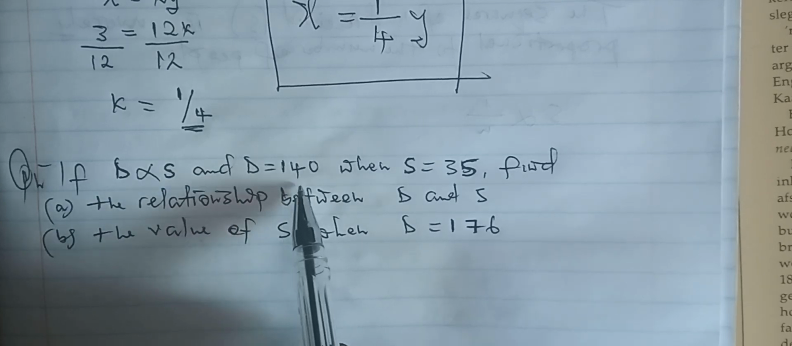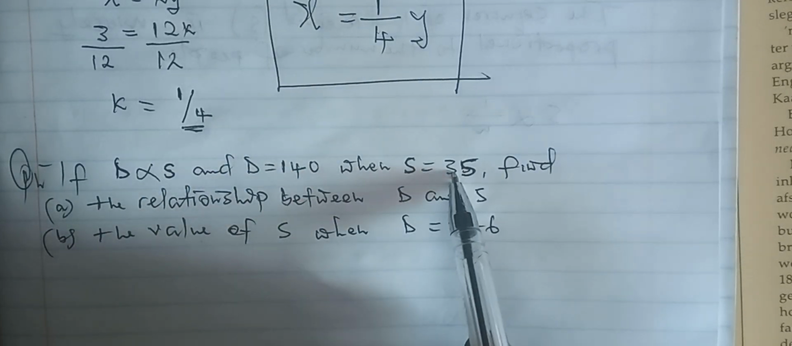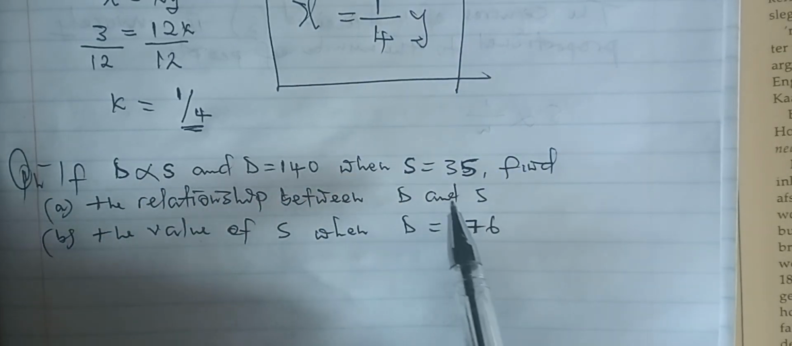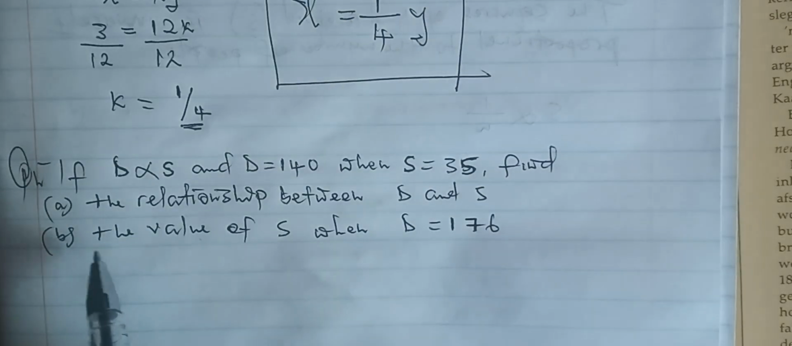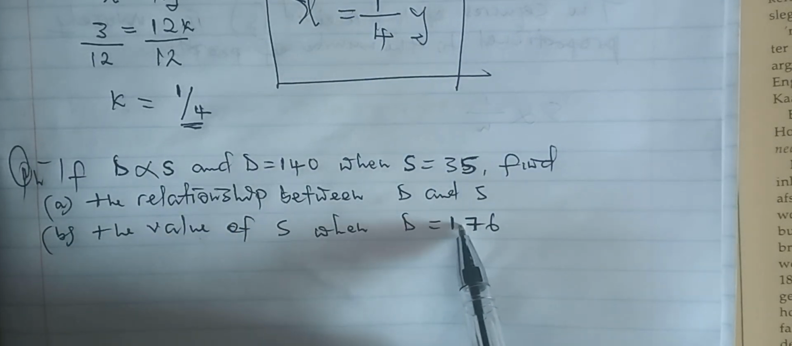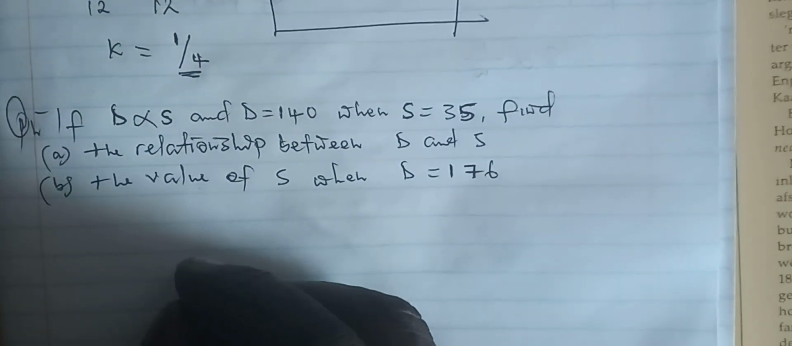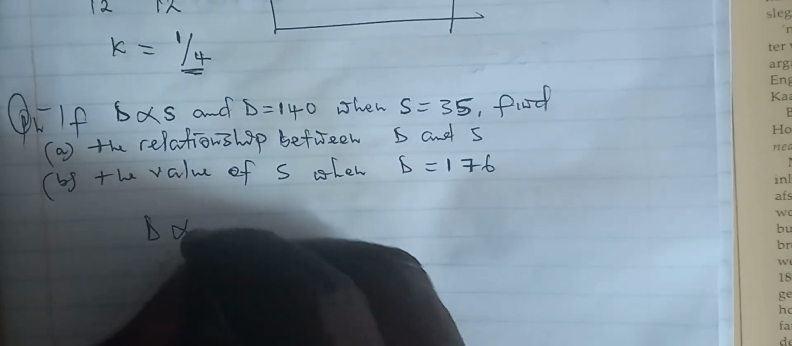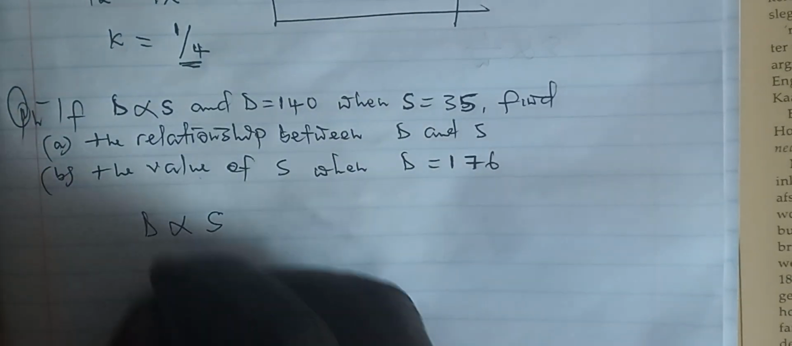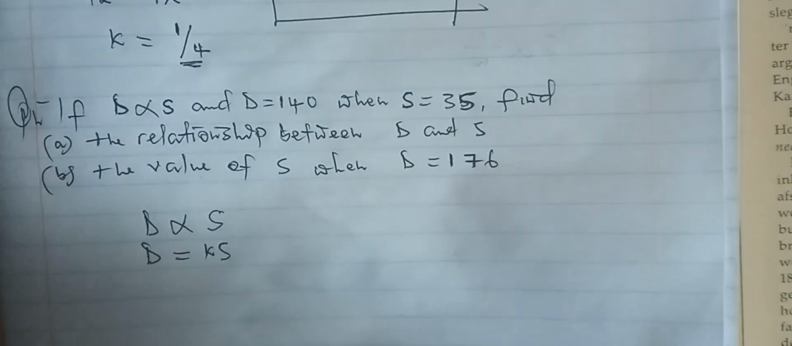if d varies directly with s, and d is equal to 140 when s is equal to 35, find the relationship between d and s. And then the second part is saying, find the value of s when d is equal to 176. So answering the first question, we've got d varies directly with s, and then we introduce the constant, and we are going to have d is equal to ks.